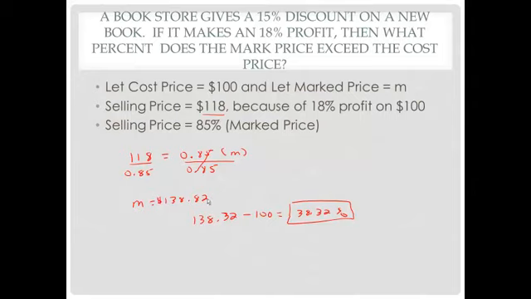$138.82. So to find out by how much the price exceeded the cost, we just subtracted. That should have been 82 cents, I believe, sorry about that. 82 cents, and subtract 100, and you get 38.82%. Okay?